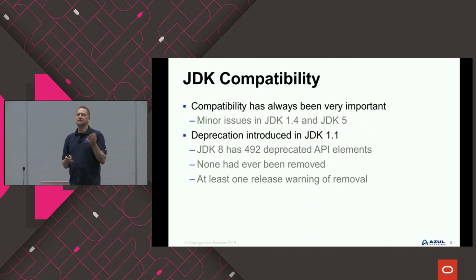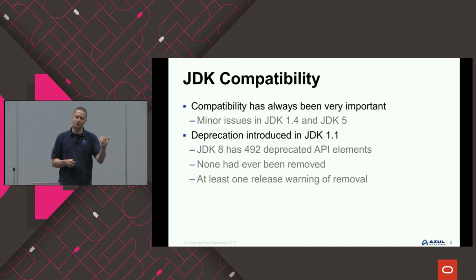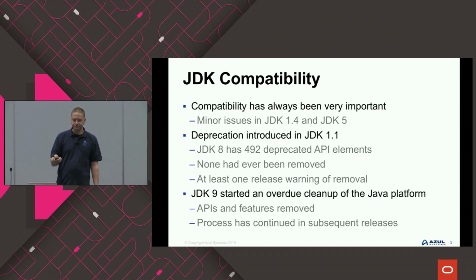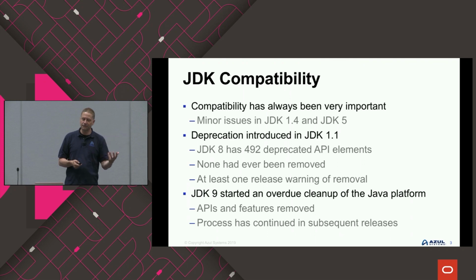But the point is that with the new release cadence, it could be only 6 months between a feature being deprecated and a feature being removed. So as I said, JDK 9 started this overdue cleanup of the Java platform, and they started removing not just methods and classes, but also features like some tools were deleted and various things like that. And this process is going to continue.